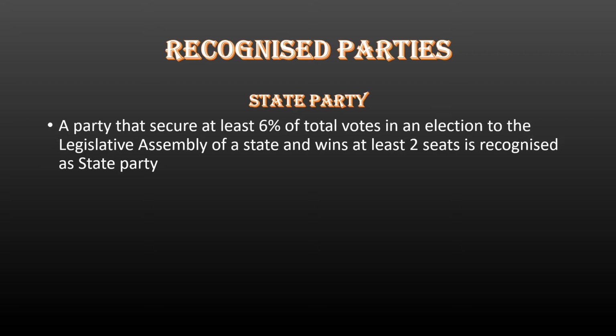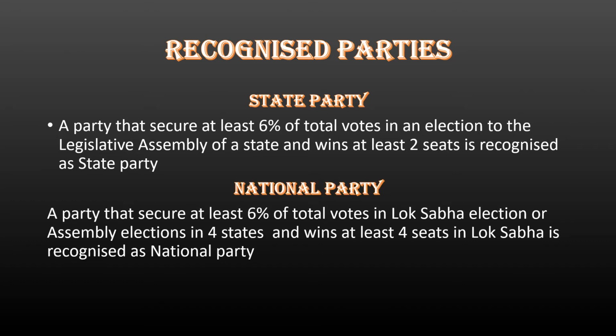If a party wants to be recognized in a state, that party has to secure at least 6% of total votes in an election to the legislative assembly of a state and win at least 2 seats to be recognized as a state party. A party that secures at least 6% of total votes in Lok Sabha elections or assembly elections in 4 states and wins at least 4 seats in Lok Sabha is recognized as a national party.